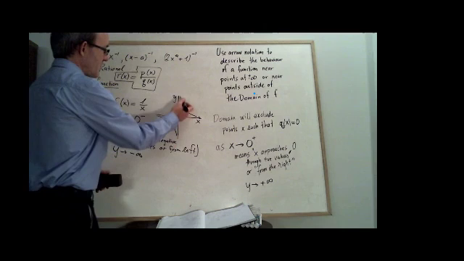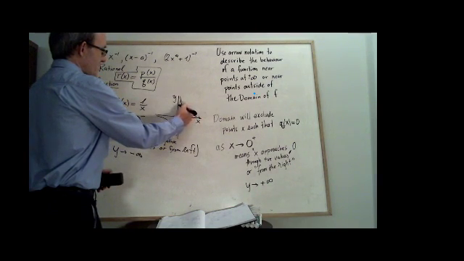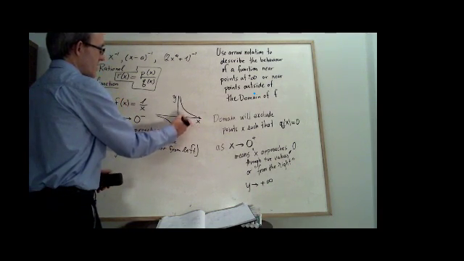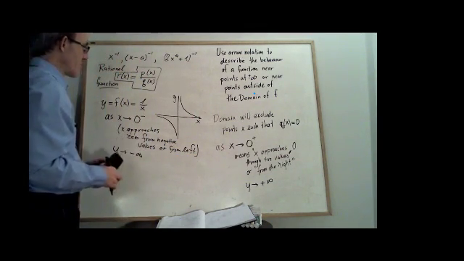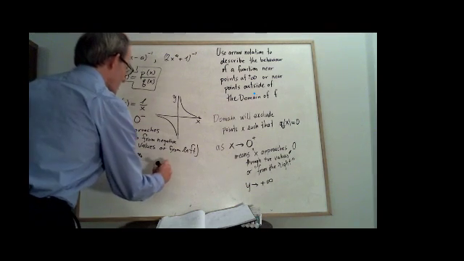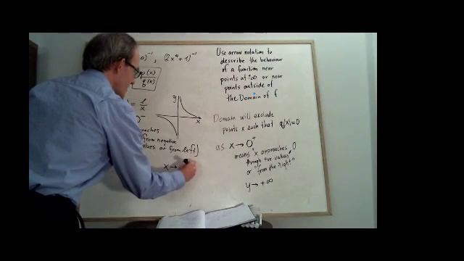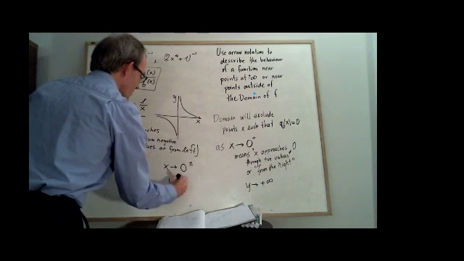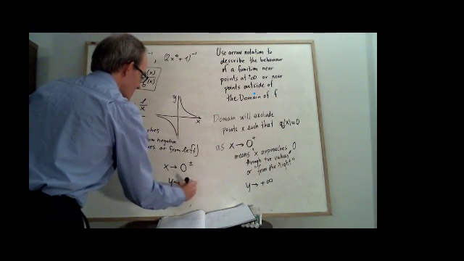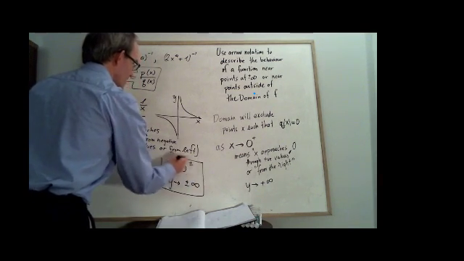And then when you skip over to here, all of a sudden, x gets smaller and smaller from positive values and goes to 0 that way, and at the same time y goes to plus infinity. You can summarize this in one statement with these two possible cases. As x goes to 0 from the right, y goes to positive infinity. As x goes to 0 from the left, y goes to negative infinity.